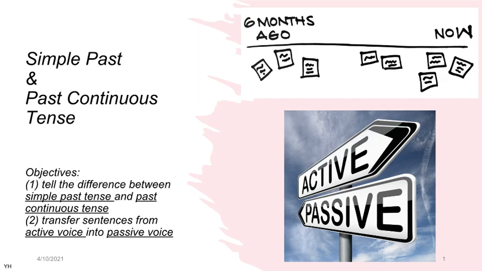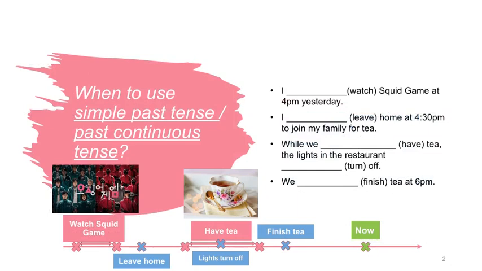Let's kick off. Look at these four sentences. Think about when to use simple past tense and when to use past continuous tense. Sentence 1. I watched Squid Game at 4 p.m. yesterday. Sentence 2. I leave home at 4:30 p.m. to join my family for tea. Sentence 3. While we have tea, the lights in the restaurant turn off. Sentence 4. We finish tea at 6 p.m. Which tense should be used for each blank?